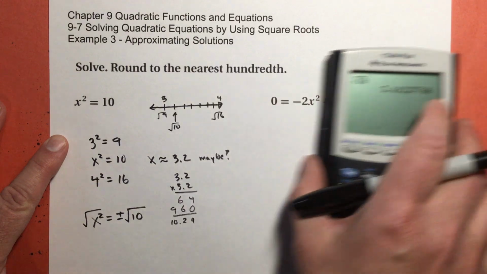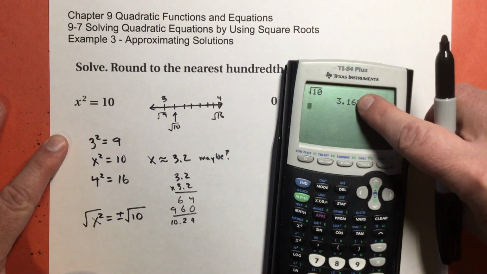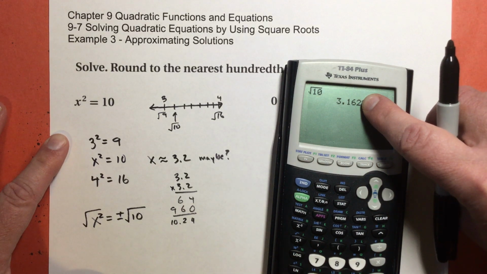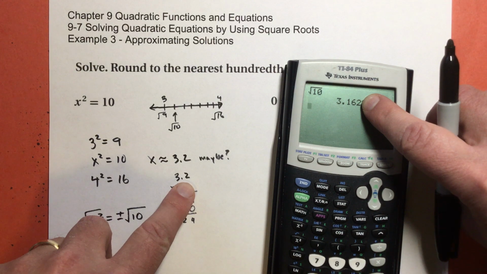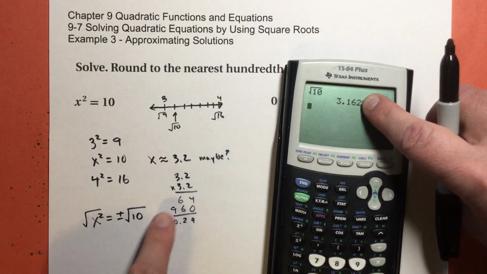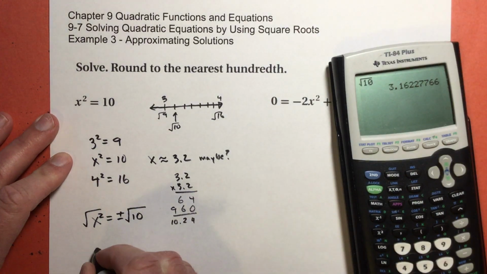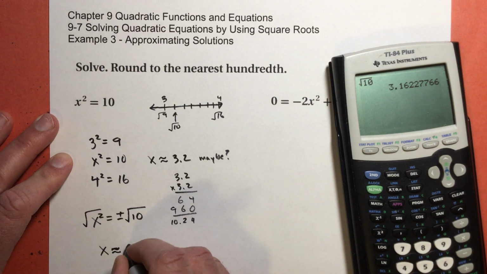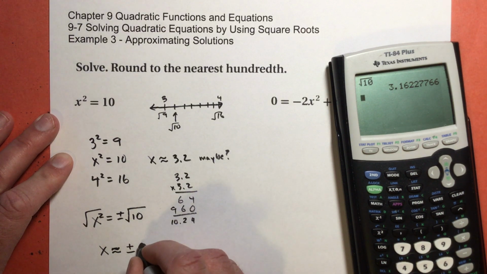Now, rounding to the nearest hundredth means I go 2 decimal places, 3.16. The next number, 2, means that this is closer to 3.16 than it is to 3.17. And of course, when it's rounded to 1 decimal place, it would have been 3.2. But again, this was too small. So I'm going to say x is, and actually I put the wavy lines in there, it means approximately equal to.